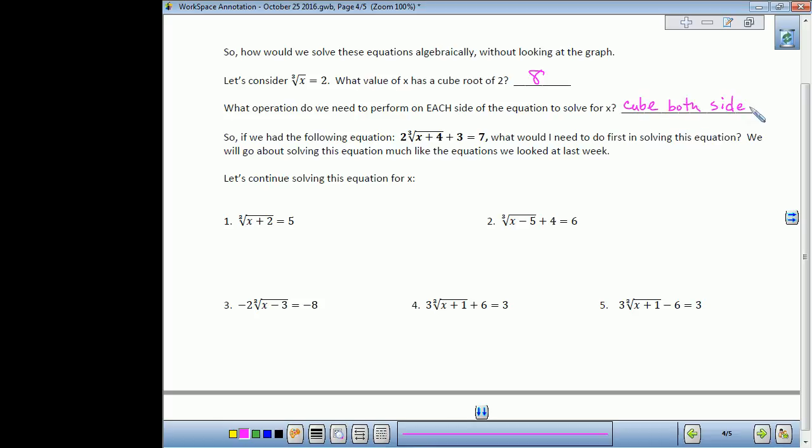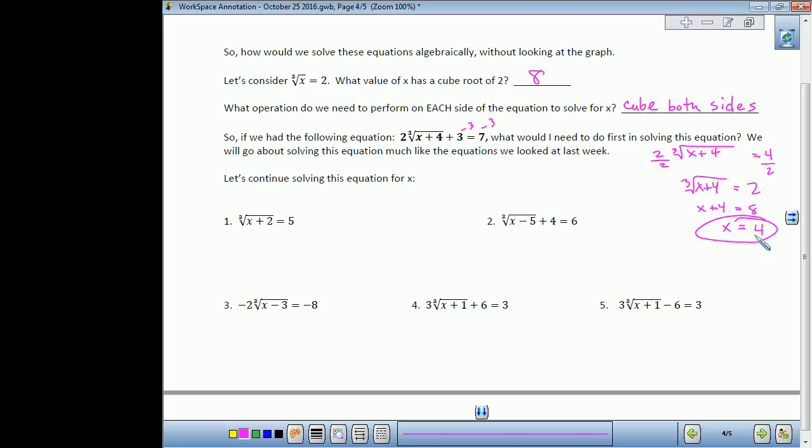So just like yesterday, solving these equations works the same way. You try to get the cubed root by itself. So for this one, we would subtract 3. So we get 2 times the cubed root of x plus 4 equals 4. Divide by 2. So we get the cubed root of x plus 4 equals 2. And then we cube both sides. So we get x plus 4 equals 8 and x equals 4.